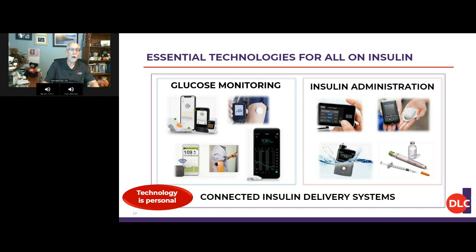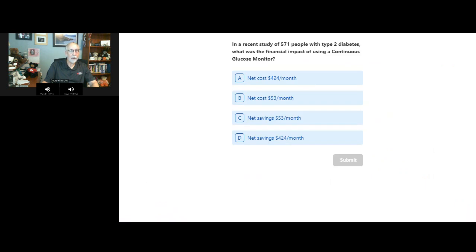So I'm going to move to a poll question right now. In a recent study of 571 people with type 2 diabetes, what was the financial impact of using a continuous glucose monitor? So 571 people with type 2, not type 1. Did it cost the plan $424 a month? Did it cost $53 a month, almost break even? Did it save $53 a month, or did it save $424?